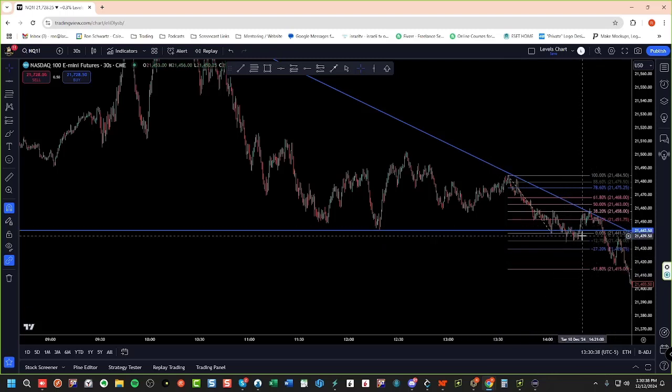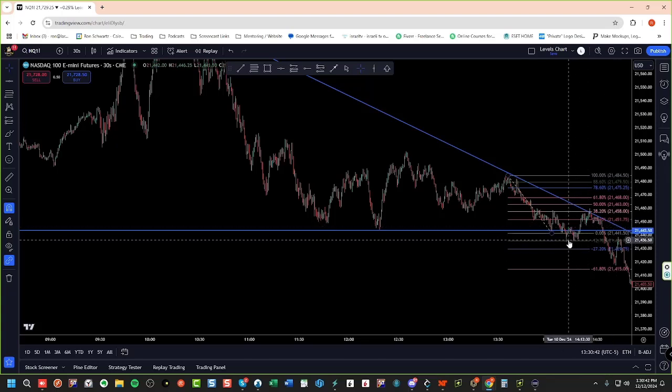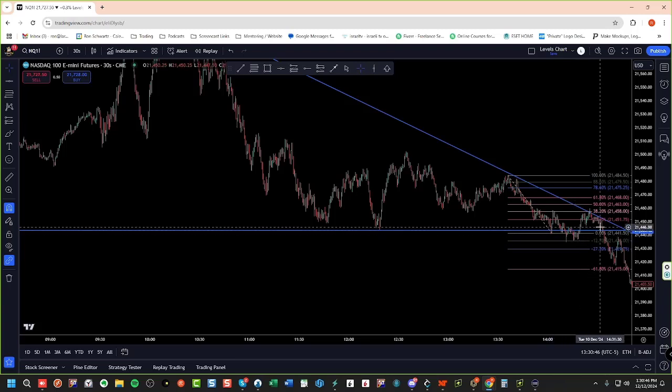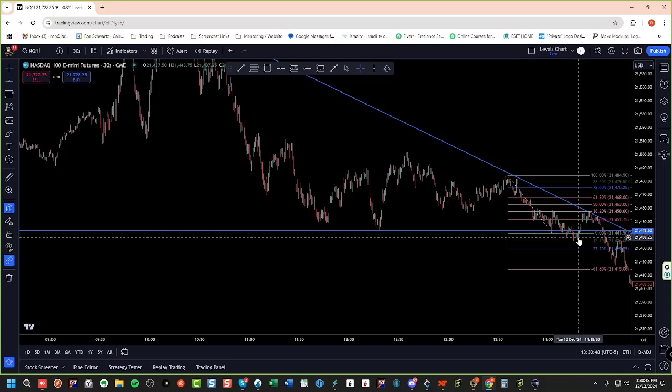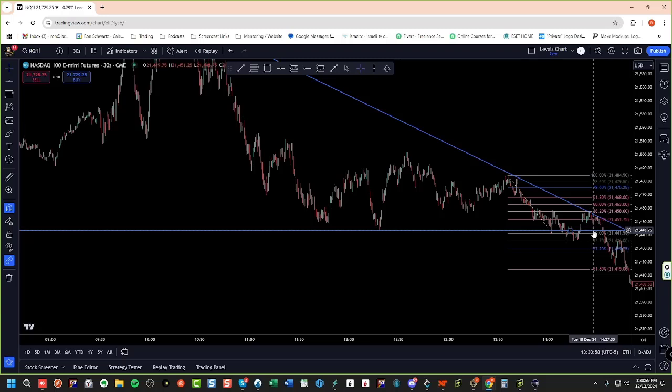Now, I bet we can go back here and we can see this consolidation happen on the simplicity chart. Would you basically take it here? Because you want it to break below here. I mean, this is the line.